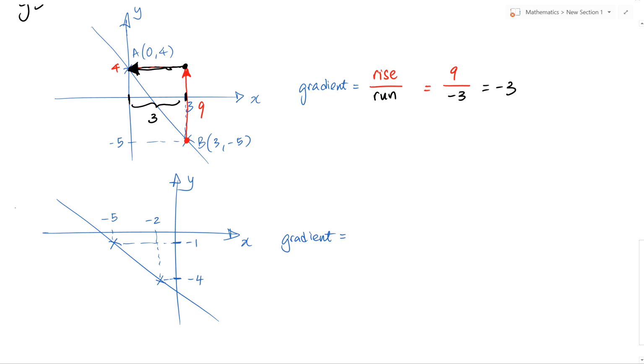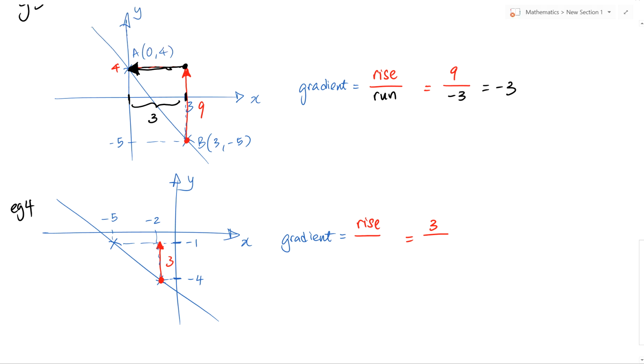We're going to do one last example. Gradient is our rise over run. Start from the lower point, rise all the way up. So we see that we are rising until this point. From -4 to -1, 3 units upwards. And now we are going to run.